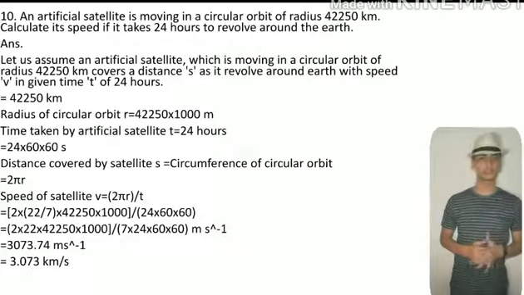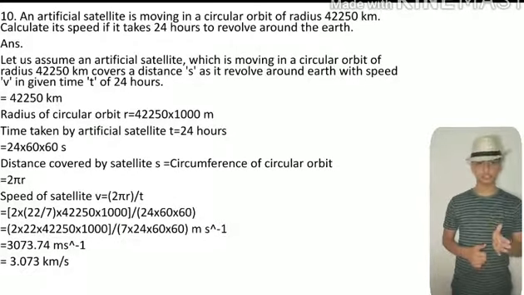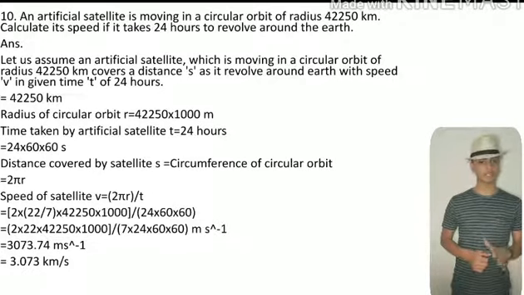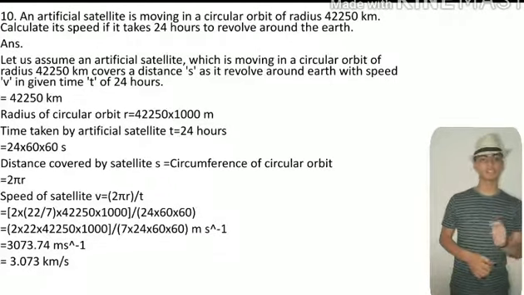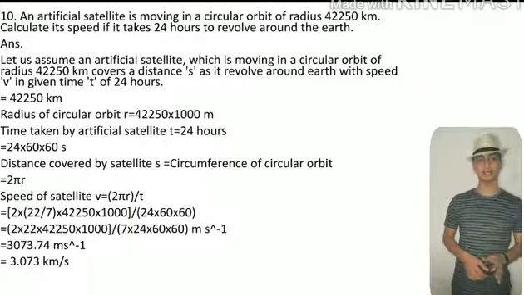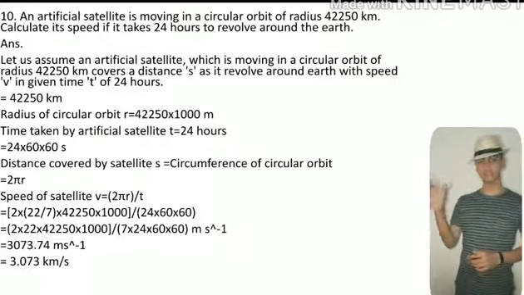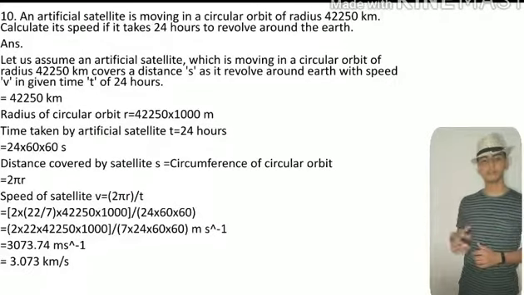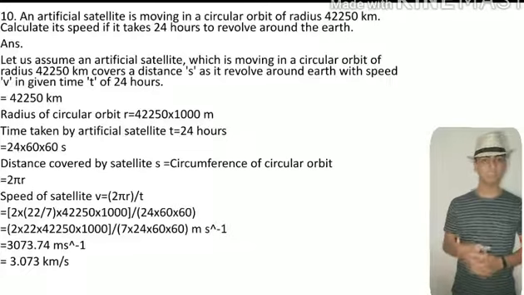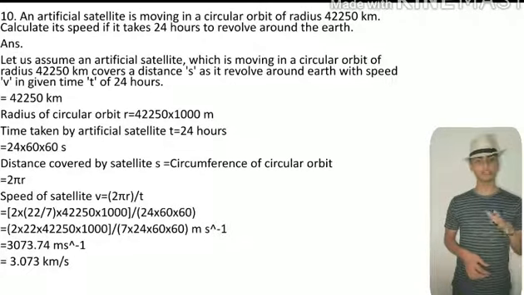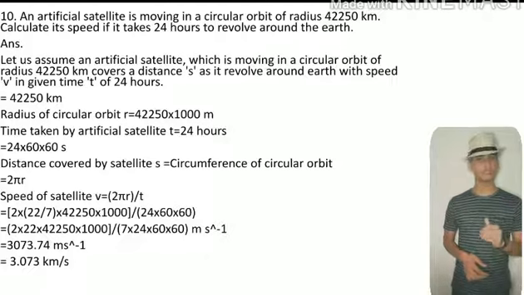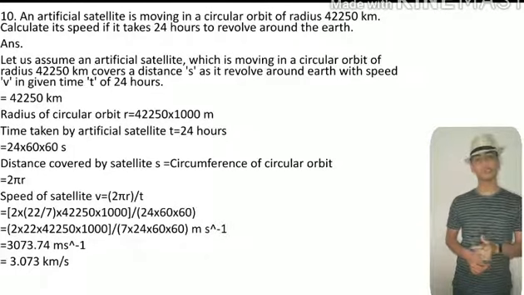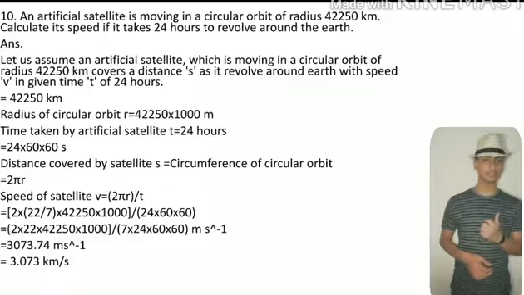Now the radius of the circular orbit, that is r, equals 42,250 into 1000 meters. The time taken by the artificial satellite will be t equals 24 hours, making it 24 into 60 into 60 seconds. We are keeping the time taken as this only, as when we simplify it, it will be easier to cancel. Now the distance covered by the satellite, S, is equal to the circumference of the circular orbit, making it 2 pi r.